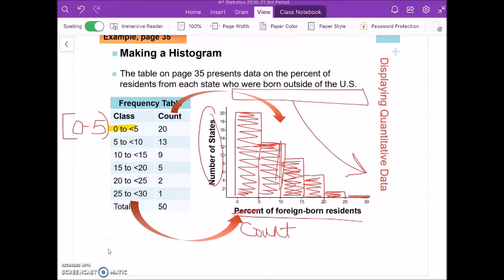So if I did want to show this histogram with relative frequencies and percents like this, that would be fine. I just need to change my y-axis to read percent of states, and then I would want to determine the percentage out of the total. So 20 out of 50, 13 out of 50, 9 out of 50, and so on.